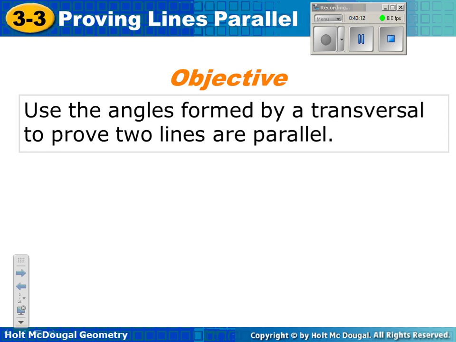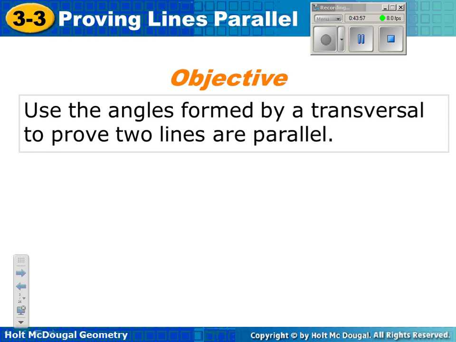Write a proof to prove that lines are parallel. And you're going to have 5 ways that you can prove them parallel. If corresponding angles are congruent, the lines must be parallel. If alternate interior angles are congruent, the lines must be parallel. If alternate exterior angles are congruent, the lines must be parallel. Or if same side interior angles are supplementary, then the lines must be parallel. Or if same side exterior angles are supplementary, then the lines must be parallel.